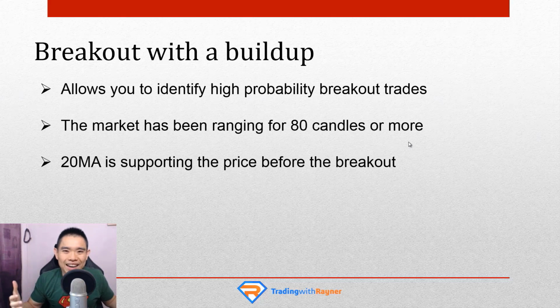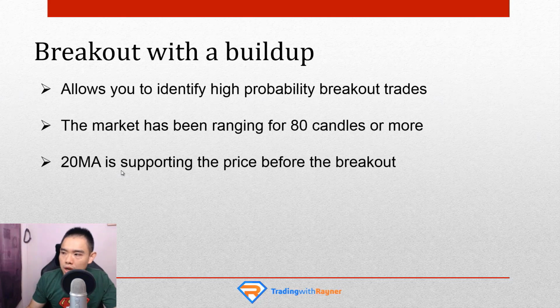That's usually the guideline I use, because the longer the market has been in the range, the harder it tends to break out. Another tip to share with you is that you want to see a consolidation, a build-up form, just before the breakout. This allows you to have a tighter stop loss, and that improves your risk to reward on the trade. And the 20 MA is very useful to help you identify build up on the chart. You want to see the 20 MA support the price just before it breaks out.